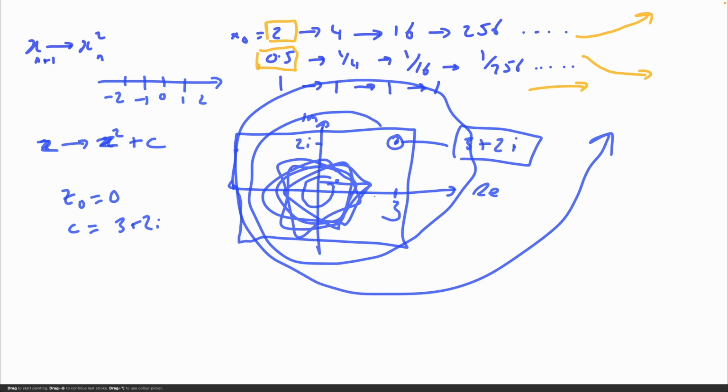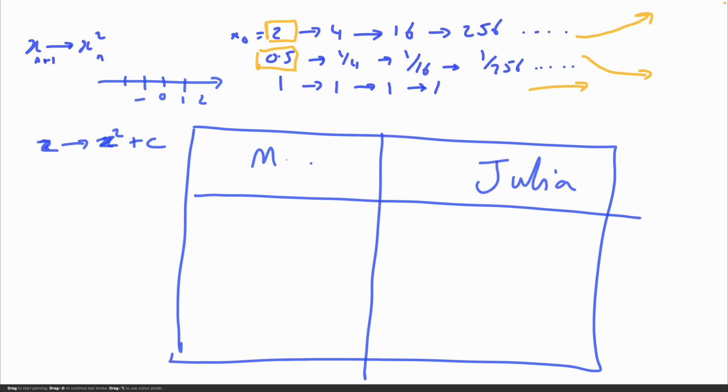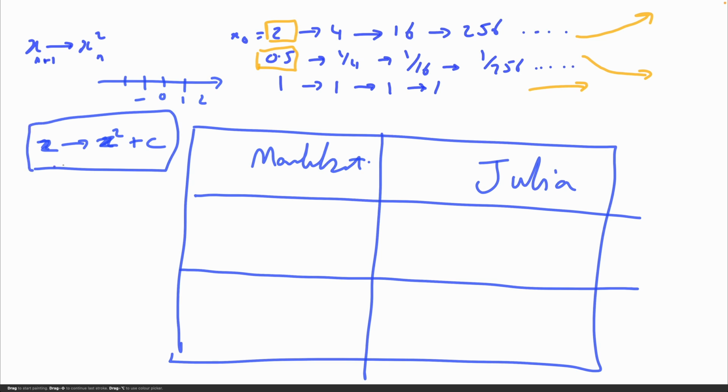So let's just remind ourselves what the difference is. This is all on the blog, by the way, if you don't like my handwriting. So for the Mandelbrot set and the Julia sets, the formula that's iterated is the same, but the difference is how we use z and c, in particular z0. So z0 and c.